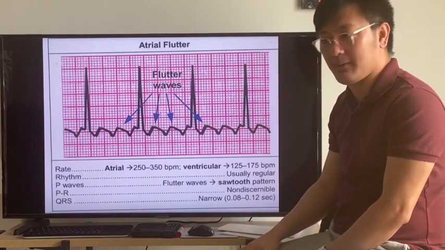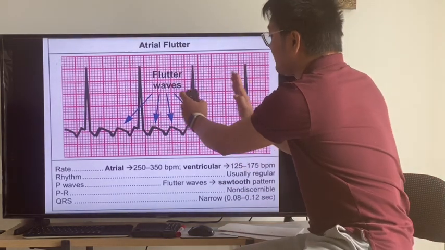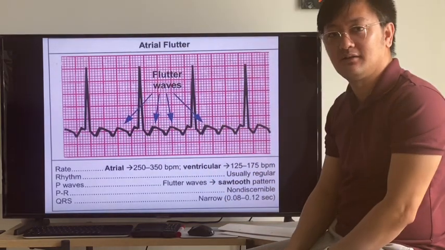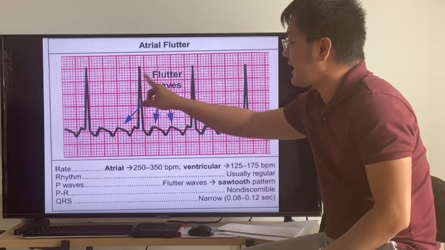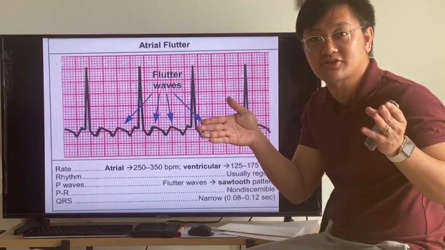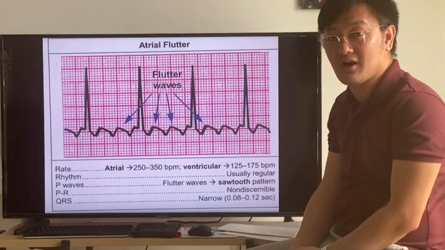Next, what about rhythm? Do we have rhythm here? Yes, same interval. Now, if this is a 6-second strip, all you have to do is count how many R waves are inside the 6-second strip. Am I right? And multiply that by 10, you will have your specific heart rate.